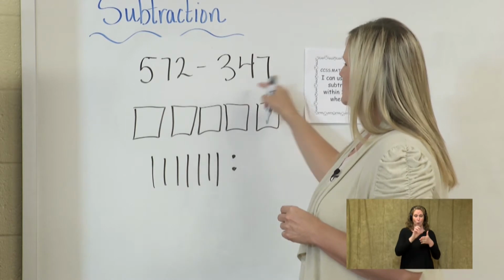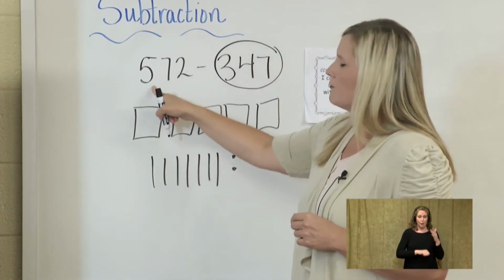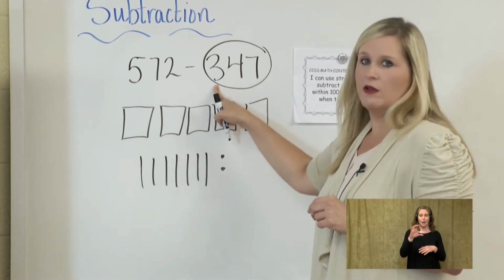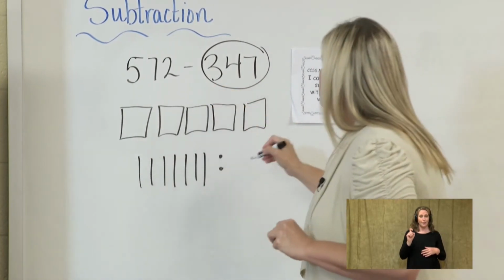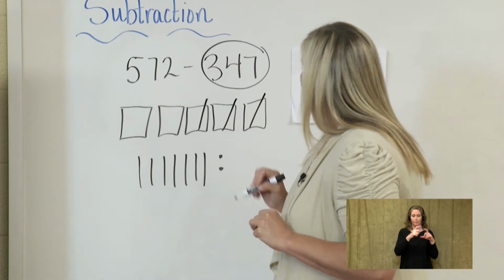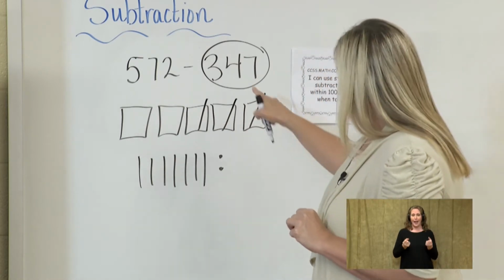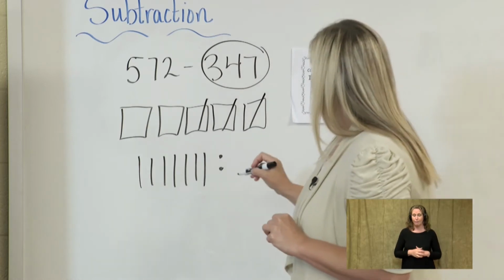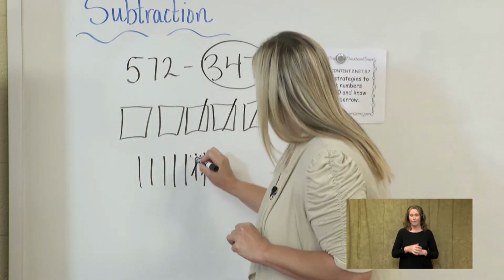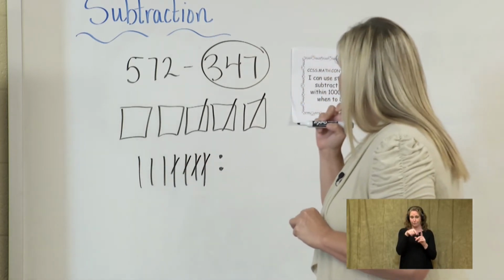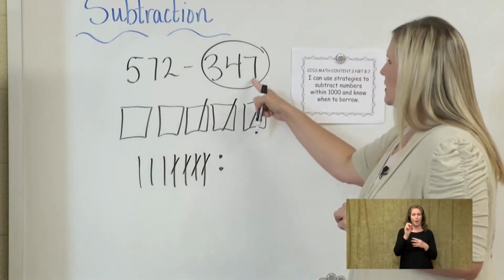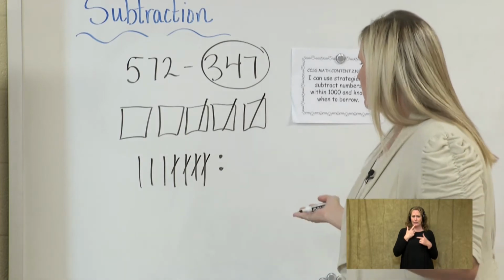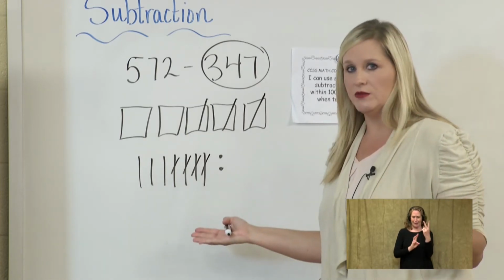Remember, when we use the picture strategy, we take away this many. We are subtracting 347 from 572. So how many hundreds do we need to take away? That's right, we need to take away 3 hundreds. How many tens do we need to take away? All right, we need to take away 4 tens. How many ones do we need to take away? Oh, we need to take away 7 ones, but we don't have 7 ones. What do we need to do?